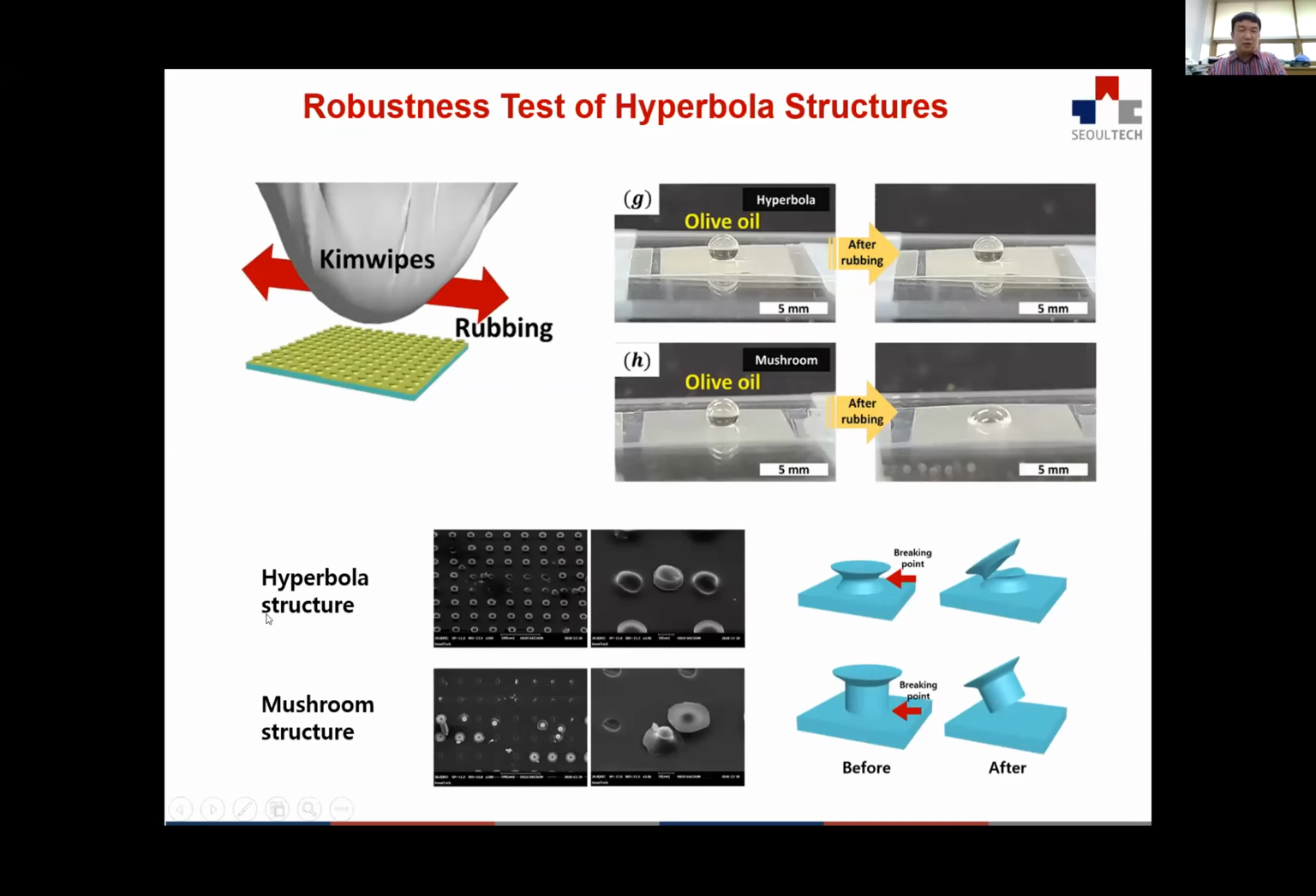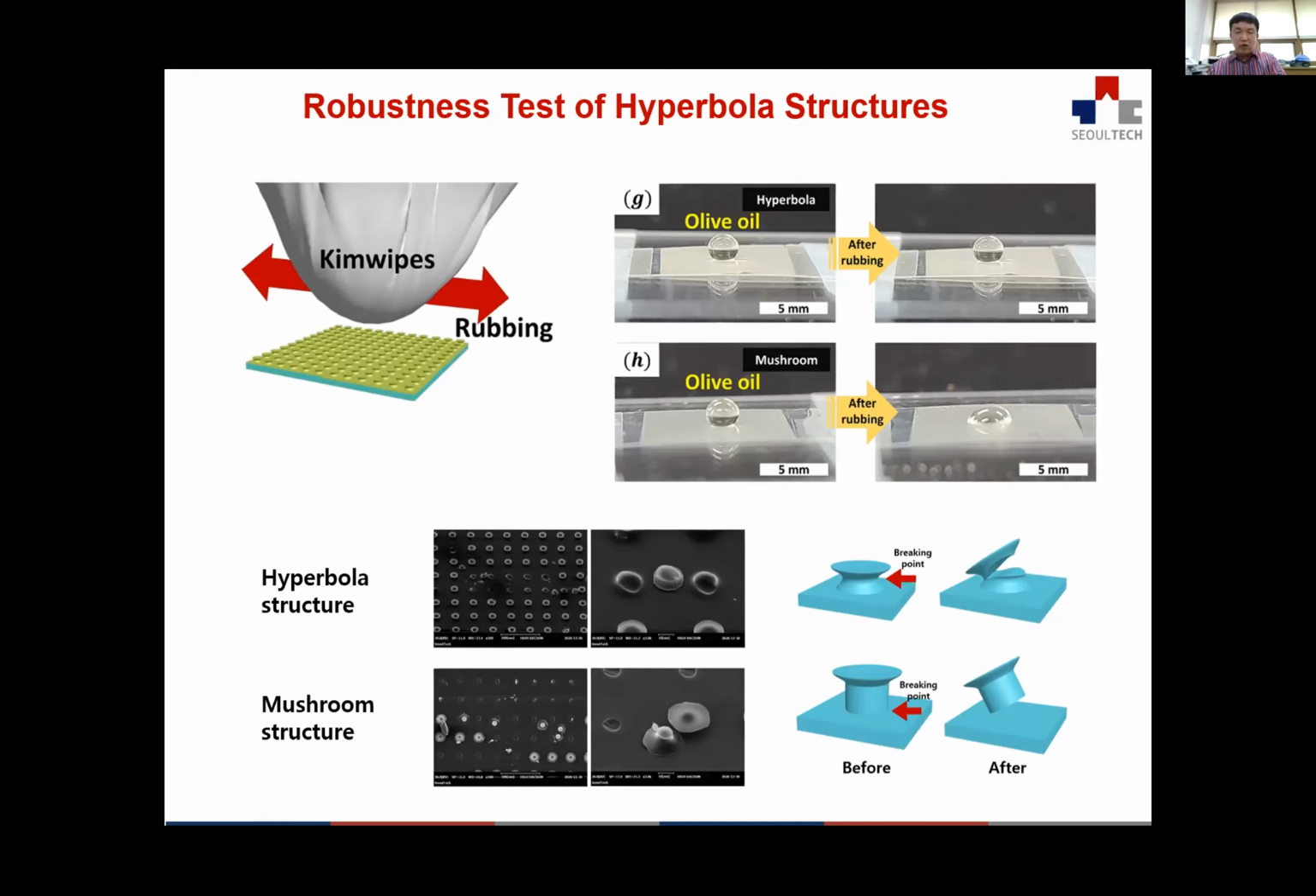Okay, anyway, and then we rubbed with Kimwipes to see the robustness of the oleophobic surface. In the case of hyperbola structures, after rubbing, the oleophobicity remained. On the other hand, in the case of mushroom structures, after rubbing with Kimwipes, they are damaged and broken from the surface. So that's why the oleophobicity was destroyed.